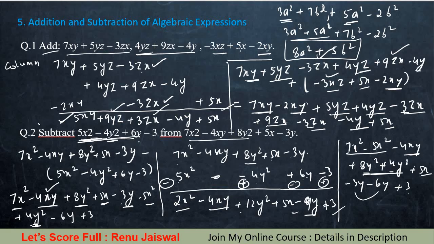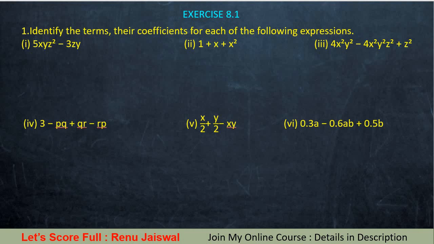Now coming to the main part here, let's practice a few questions from the exercise. It says identify the terms and their coefficients for each of the following. It is a simple question. How many terms are there? We have learnt that terms are separated by plus and minus. So from here to here, then there is a minus sign, and then here to here. Means this has number of terms 2.